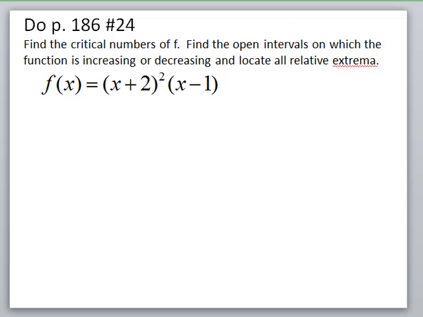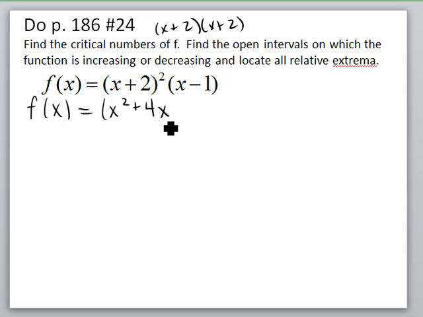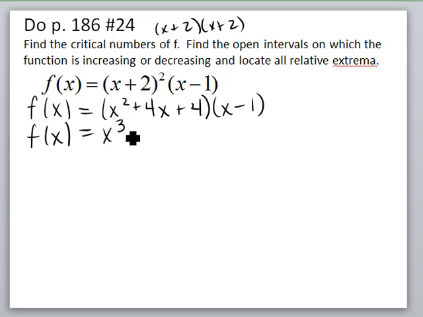What I was getting ready to say is I think it's easier in this one to actually not use the product rule and just go ahead and multiply x plus 2 times x plus 2. Multiply this out. So I'm going to go ahead and do that. I get x squared plus 4x plus 4, and then I have x minus 1. When I multiply these together, I end up getting x cubed plus 3x squared minus 4.